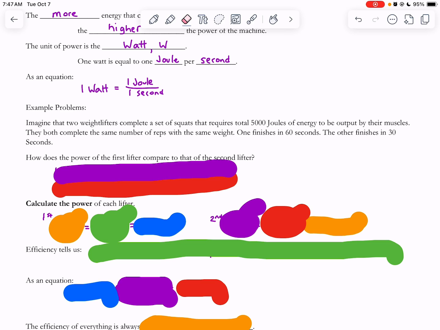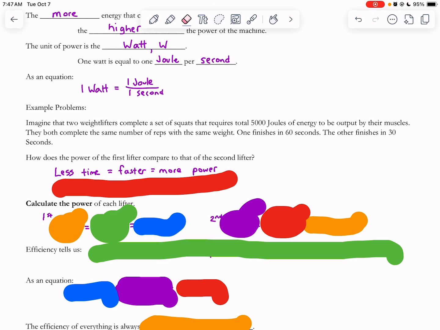Okay, so you can probably imagine what these weightlifters look like, and maybe you can see them doing this, and one of them is finishing in half the time, okay? And our first question here says, how does the power of the first lifter compare to that of the second? Well, remember, we were just talking about how the more energy that it takes, well, that's about the more energy, but let's think about the time. If it has less time, then that means that weightlifter is doing it faster.